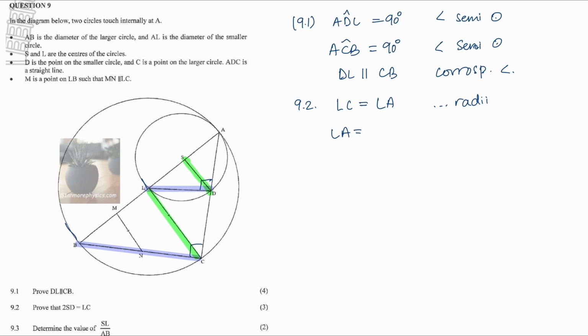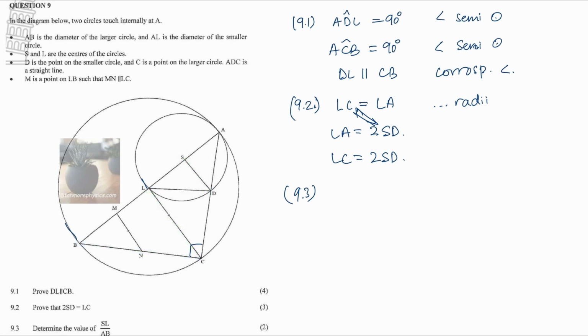So LA is going to be 2 times SD. So therefore, I can then equate these two. I can say that LC is equal to 2SD. Done. Now, question 9.3. Determine the value of SL over AB.